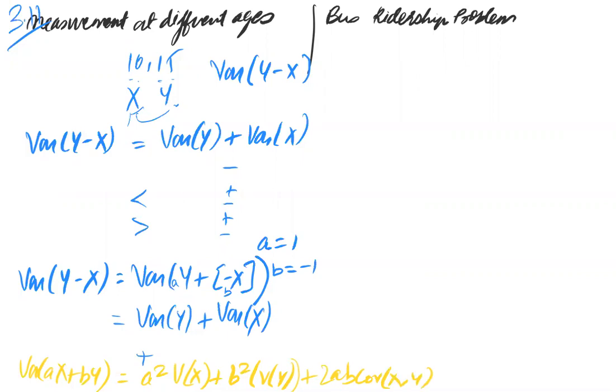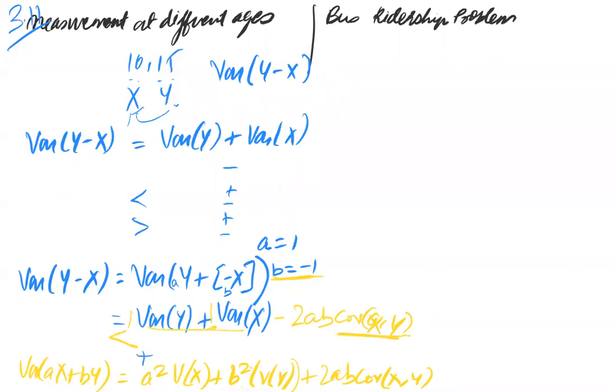Now look at this. B is minus 1. So minus 1 squared will remain 1. So you're just going to write 1 here. This is 1. A squared is 1. But here it turns out to be minus 2AB covariance of X comma Y. Now the covariance is positive, and hence this value is less than variance of Y minus X.